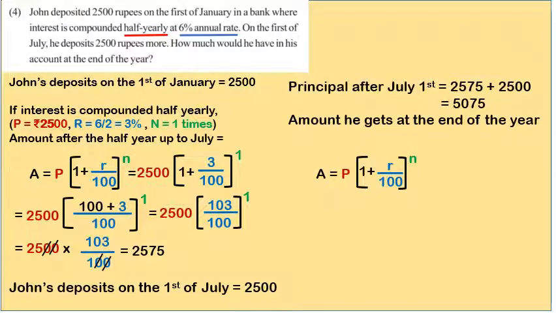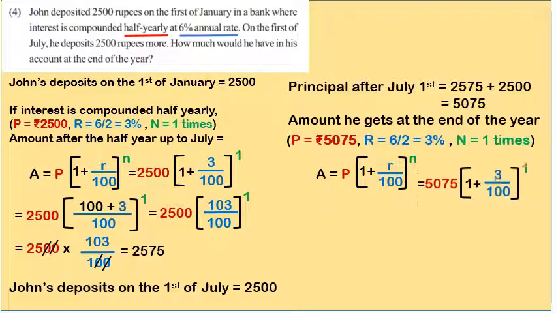First write the formula, amount A equal to P into 1 plus R by 100 all raised to N. Here principal P equal to 5075, rate of interest R equal to 6 by 2, that equal to 3%, and number of periods N equal to 1 time. So then substitute, we get 5075 into 1 plus 3 by 100 all raised to 1.